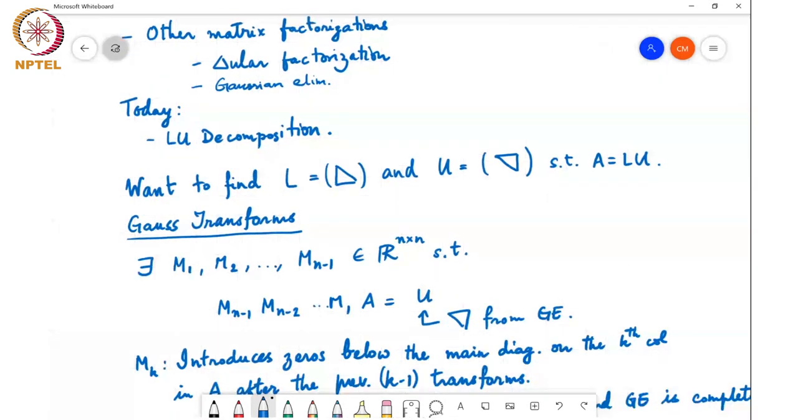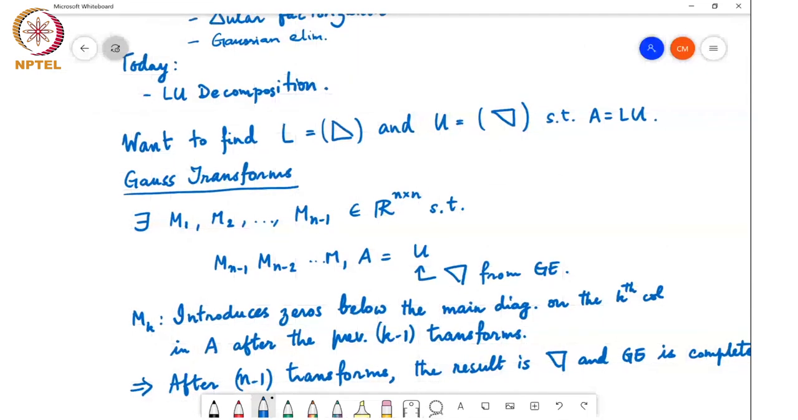So Mk here, the kth matrix in this series of matrices, is the one that introduces zeros below the main diagonal on the kth column of A after the previous k minus 1 transforms. When you do the first transform, you are introducing zeros below the diagonal element of the first column. When you multiply with M2, you will keep the first column intact, but you will introduce zeros below the main diagonal of the second column, and then the third column and so on. So after n minus 1 transforms the result is upper triangular, and this Gaussian elimination process is complete.